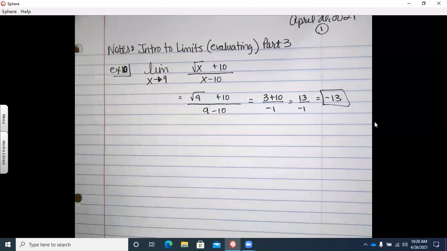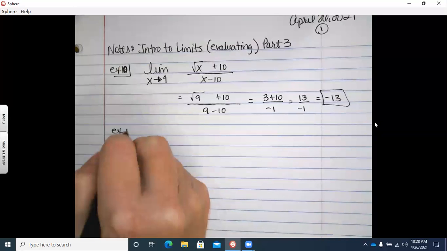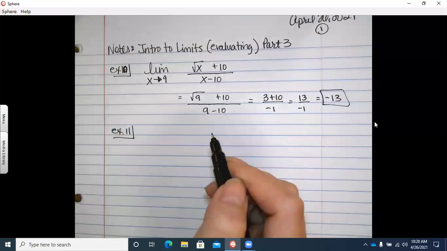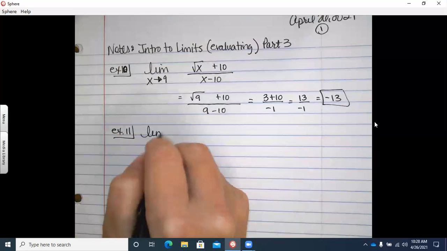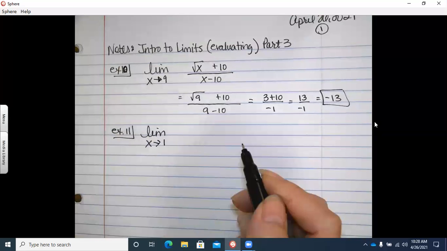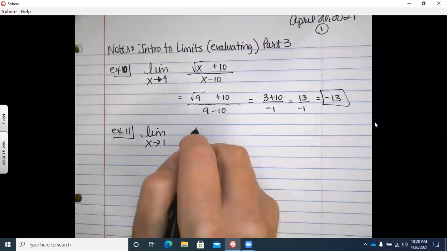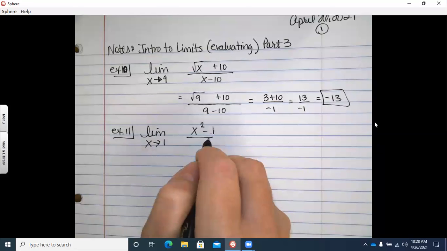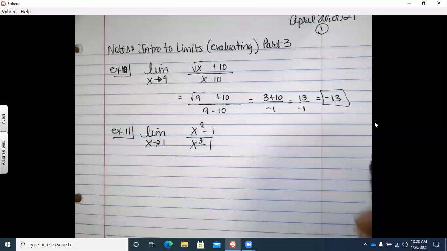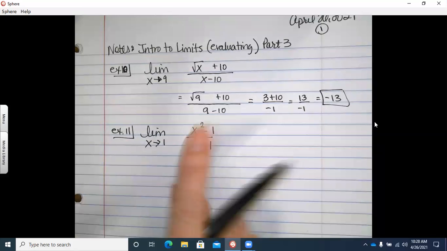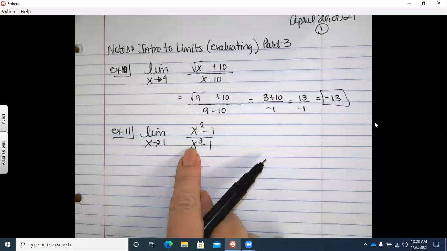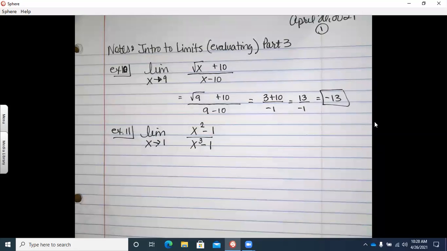Example 11. What is the limit as x approaches 1 of x squared minus 1 over x cubed minus 1? Can we start with direct substitution? No, because 1 cubed is 1 and 1 minus 1 is 0. That gives us 0 in the denominator. We can't do that. Okay, well, let's try to factor, right?